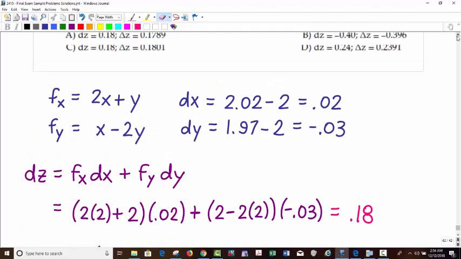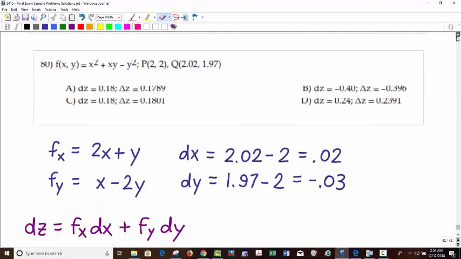Let's check the answers. And it would be answer A. Well, all right, that concludes the last problem for this review.